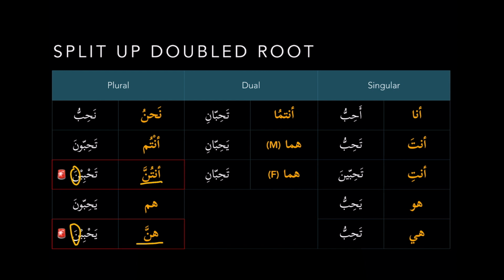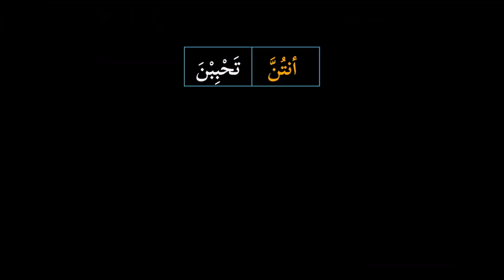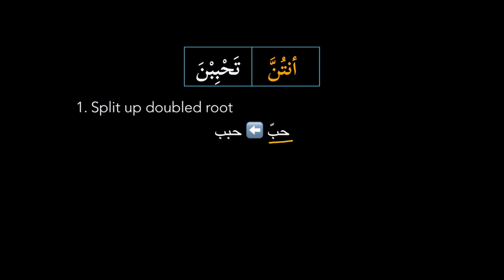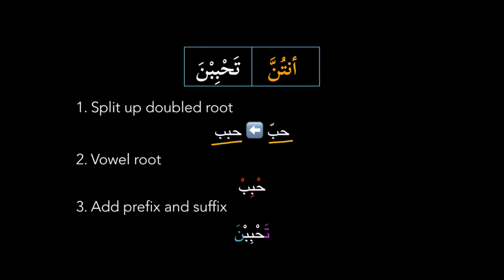Let's take a look at the antunna conjugation to understand what's going on. So here we have antunna tahbibna, and to get there, the first thing we do is split up the doubled root because of the suffix that begins with a consonant. Here we split up from habba to habbaba. Then we vowel the root. It always has the pattern of sukoon, stem vowel, sukoon. In this case, the stem vowel is a kasra. And then lastly, we just add the prefix and suffix like we always do. And that's how we get antunna tahbibna. And that basically covers doubled verbs.